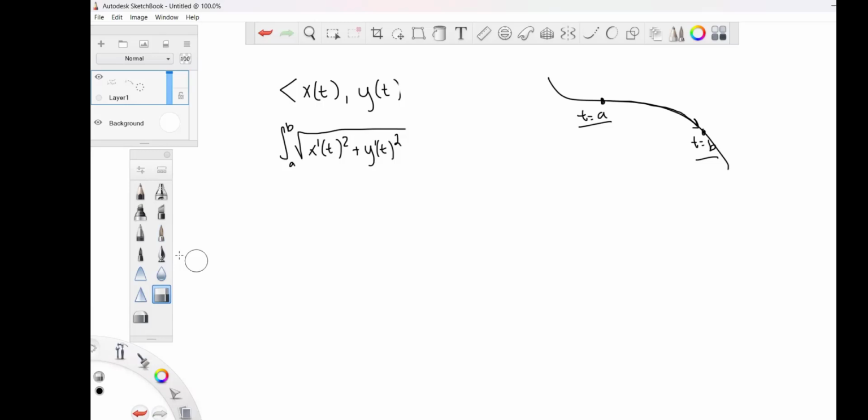it actually has a really nice extension to 3 dimensions. So if I have a 3-dimensional vector with z of t, then all I do is extend this. This is basically the distance formula. This is the distance formula to include z. And we still have dt there. So really nice extension into 3 dimensions.